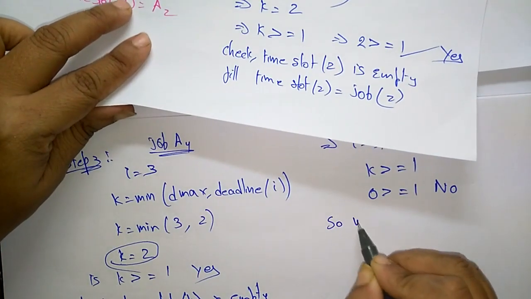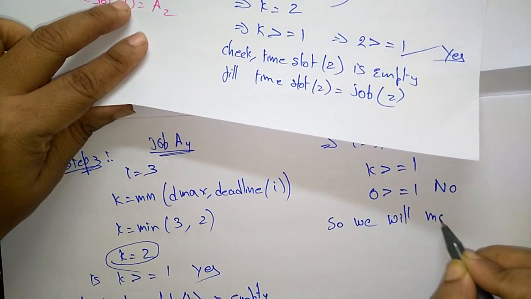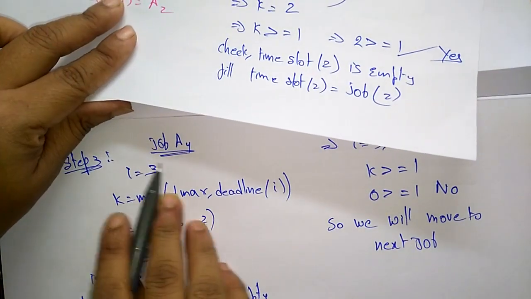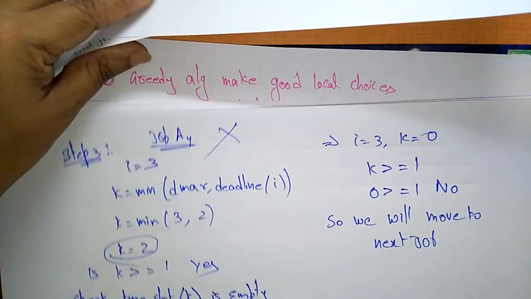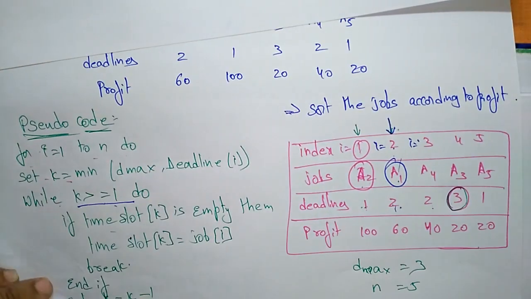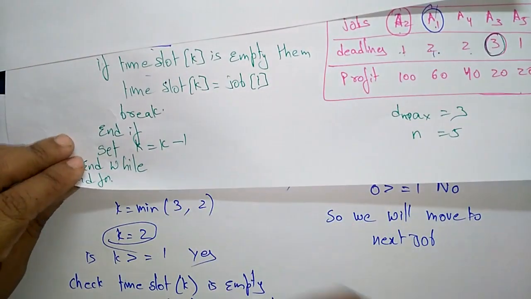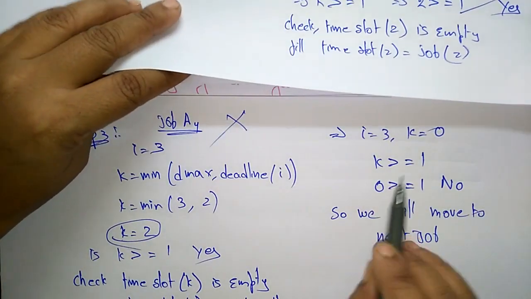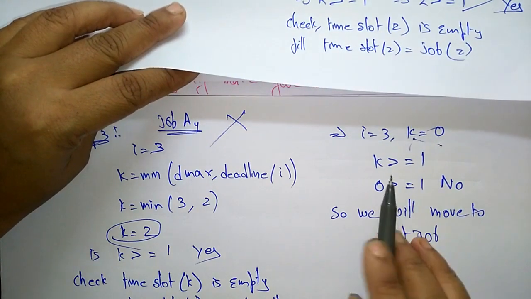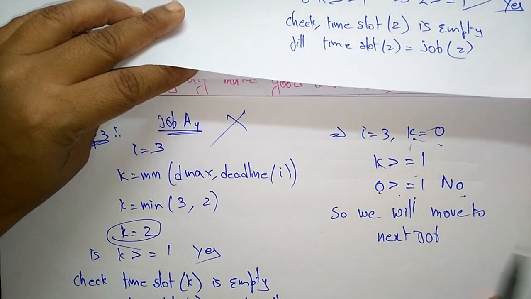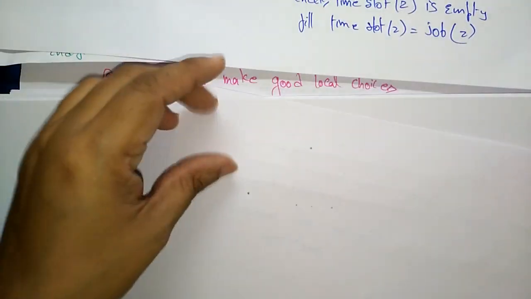So we will move to the next job. We are just discarding job 4. Why are we discarding job 4? Because it is not satisfying the algorithm. As k reduces, we are checking each and every slot whether it is free or not. The first slot is also not free. When it decreases to 0, it checks 0 greater than or equal to 1. No, it is not. So we will move to the next job. Now coming to step 4.